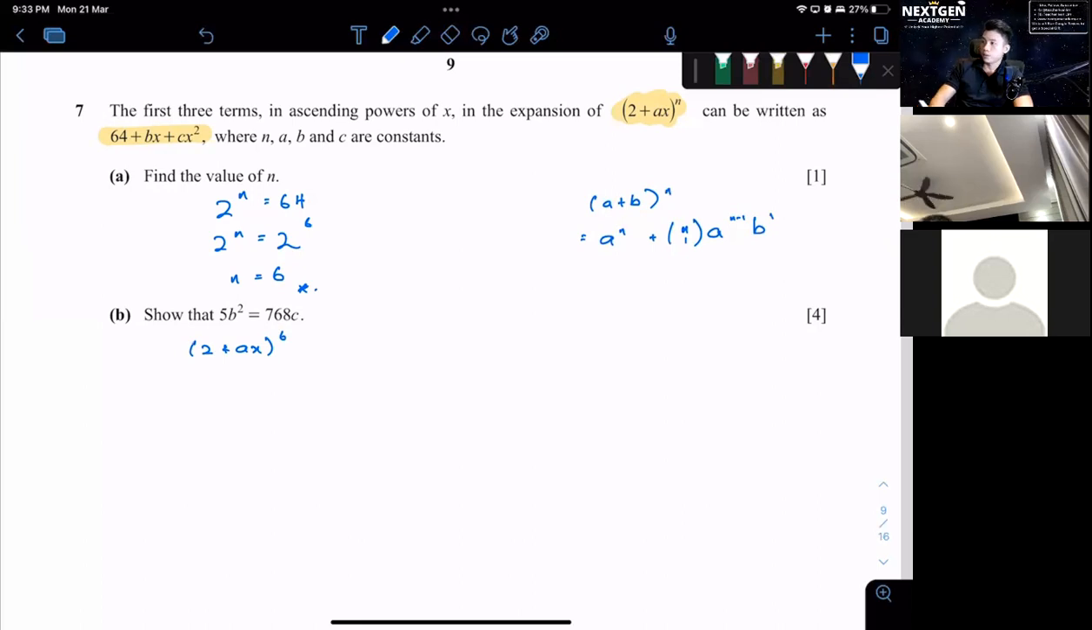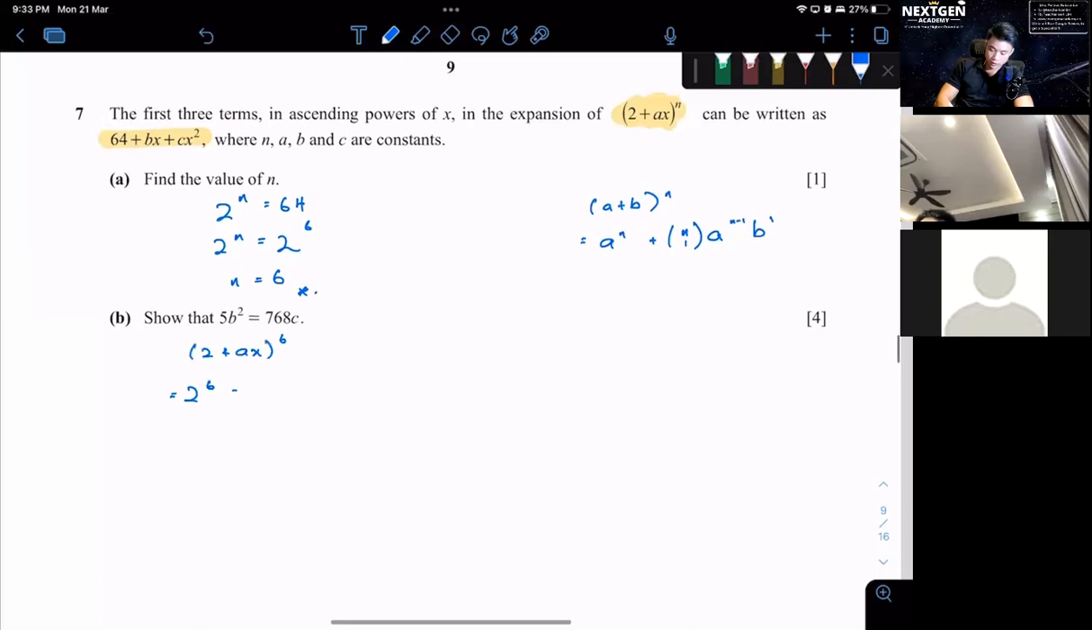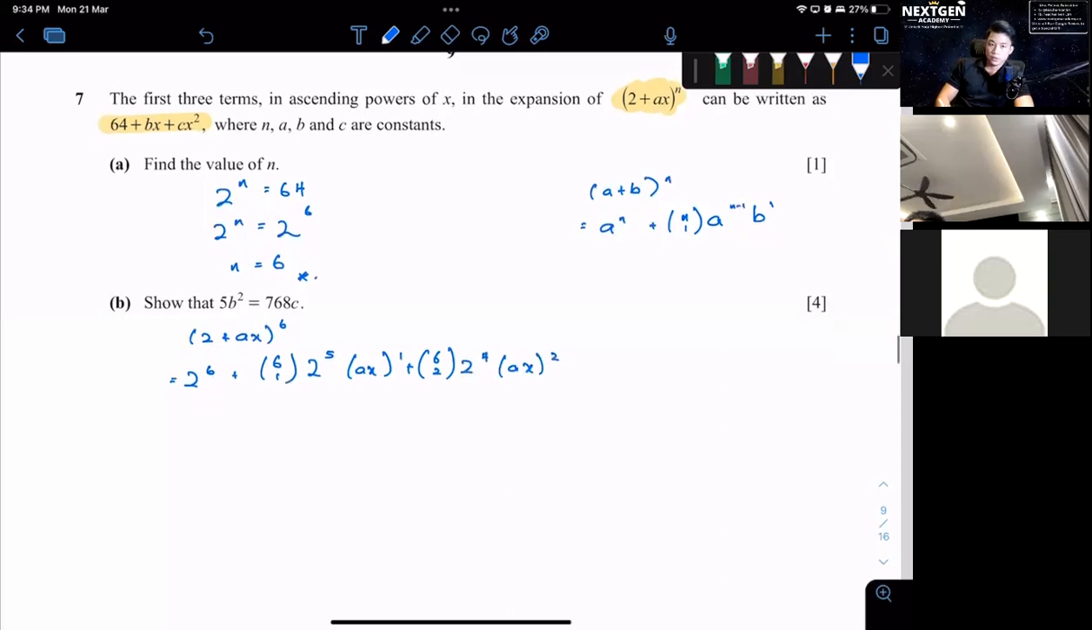2 plus ax to the power of 6, which will give me 2 to the power of 6 plus, okay, I'll just write down the formula so we are all clear on what we need to do. 2 to the power of 5 ax to the power of 1 plus 6C2 2 to the power of 4 ax squared. Okay, then find the exact value. 64 plus 192ax plus 240a squared x squared.